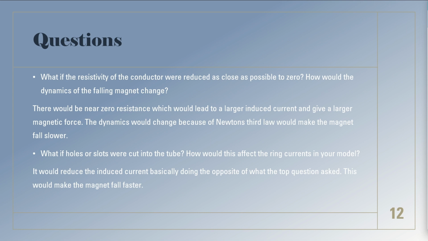What if holes or slots were cut into the tube? How would this affect the ring's current in the model? It would reduce the induced current, basically doing the opposite of what the previous question asks. This would make the magnet fall faster.